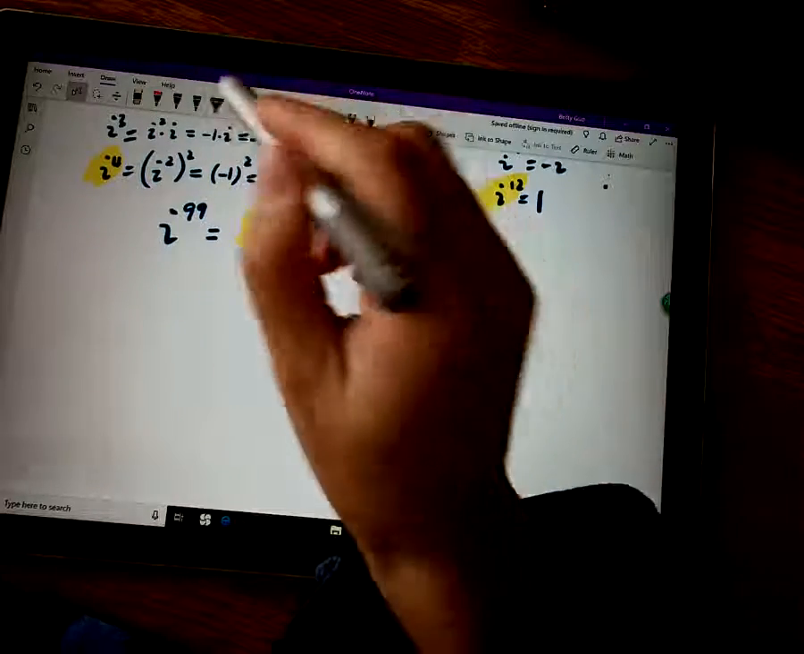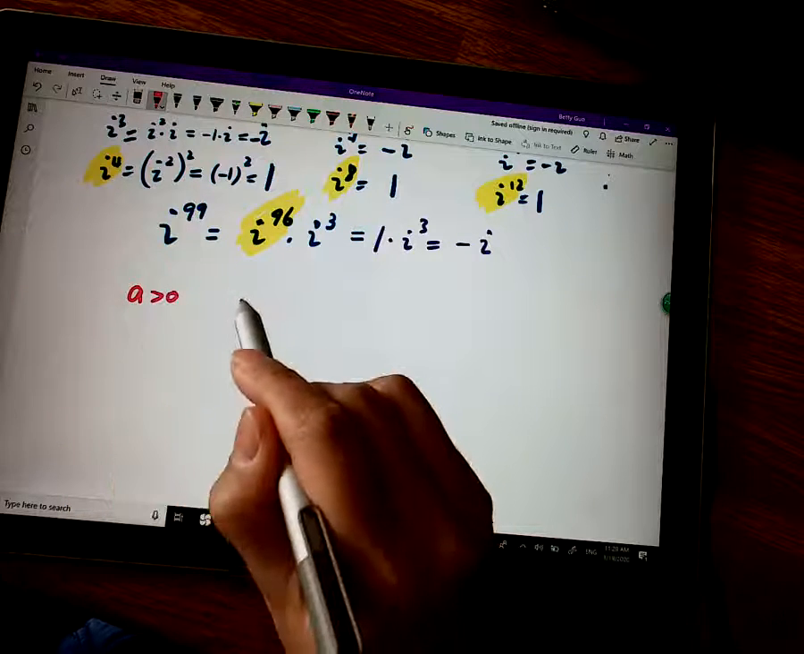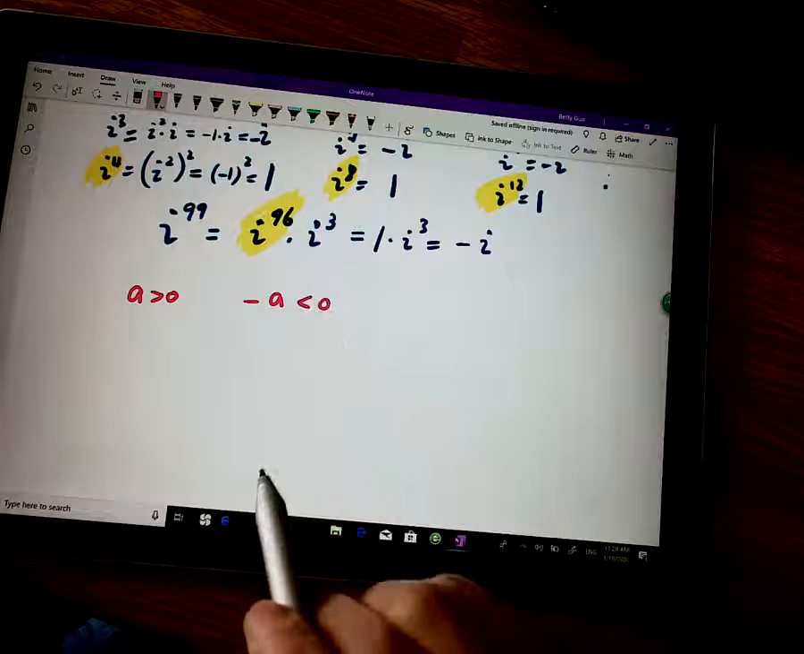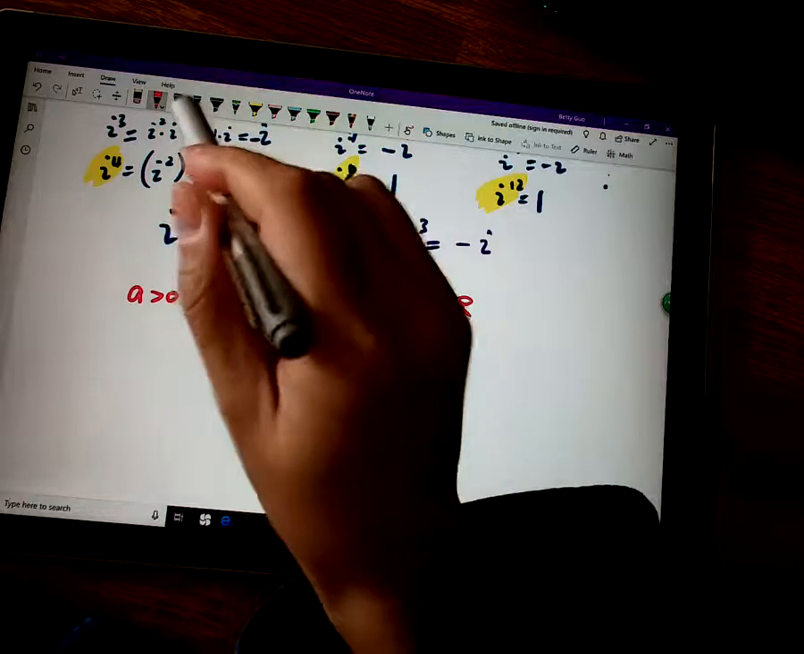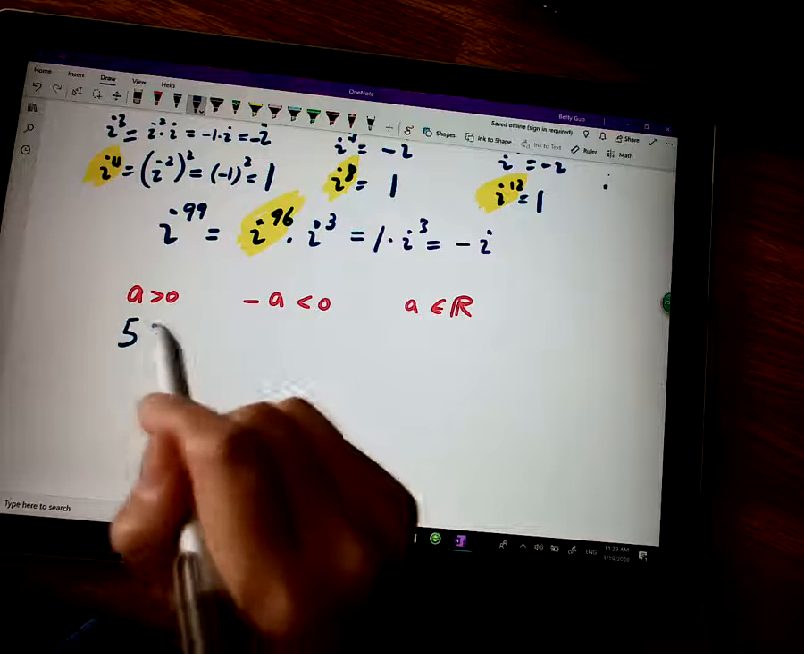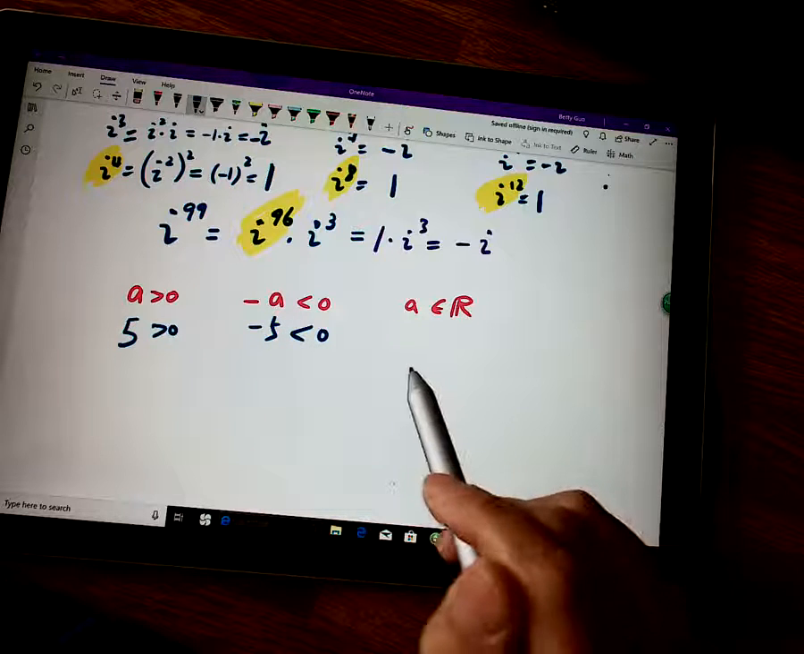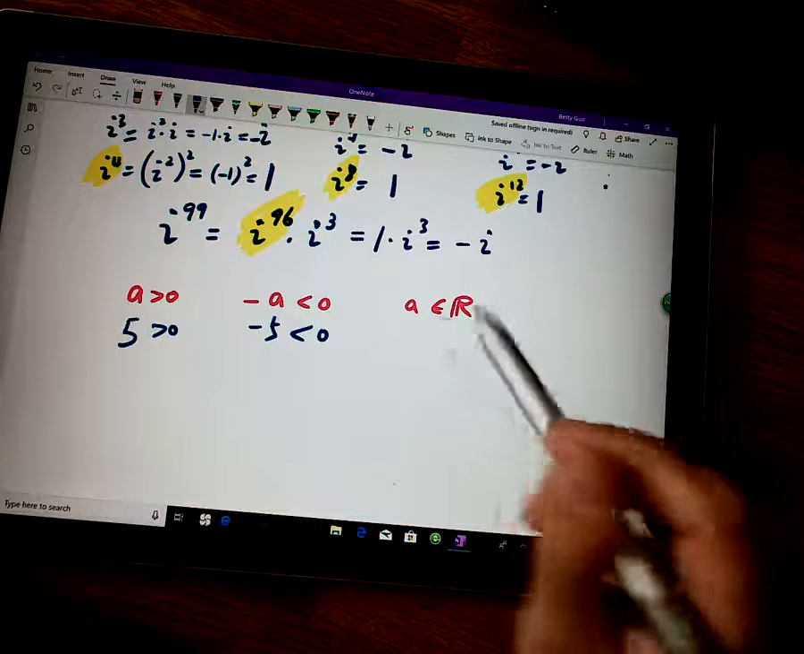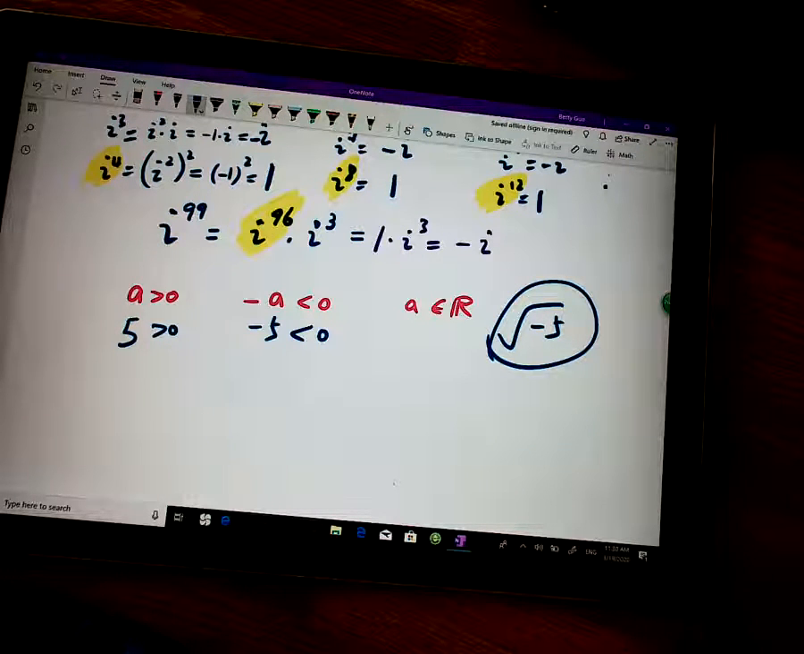Next up, a very, very important formula. If we know a is positive, then the opposite is going to be negative, right? Let's say a has to be a real number. Let me explain this by giving you a number, how about 5? 5 is positive, we all know that. What's the opposite of 5? Negative 5, which is negative, right? And then we consider the square root of negative 5. Before this section, we know the square root of negative 5 is non-real.